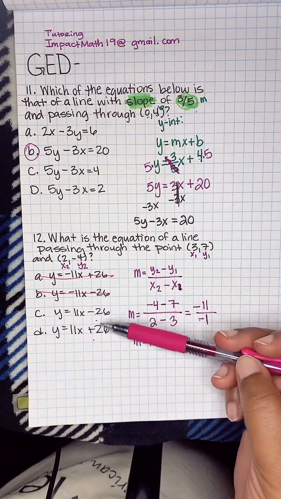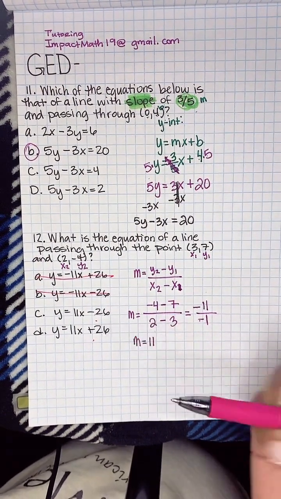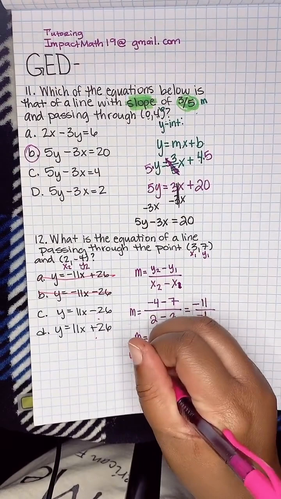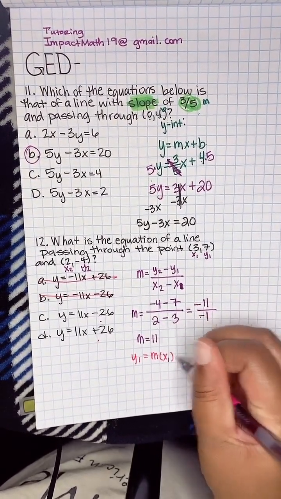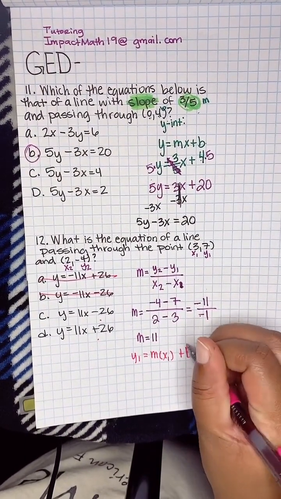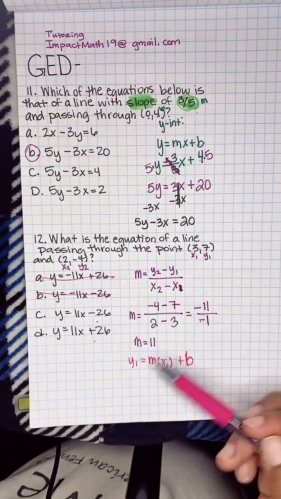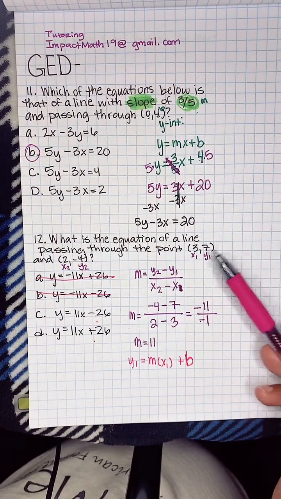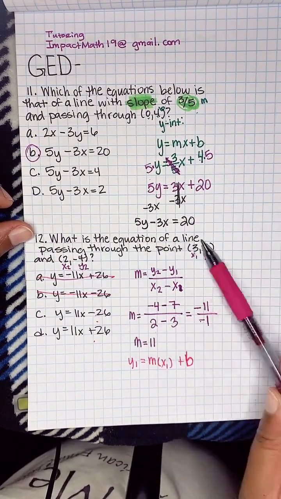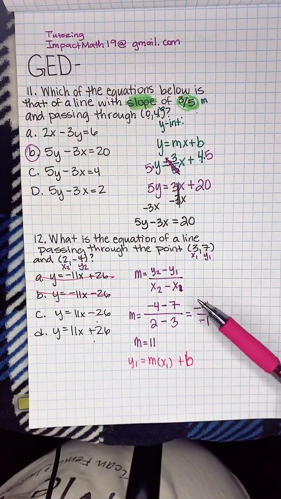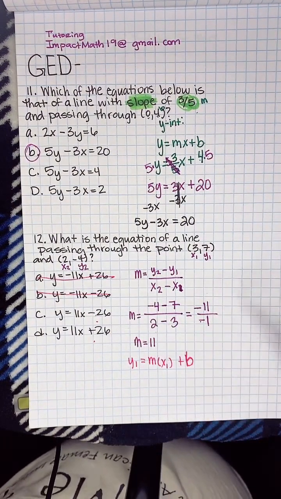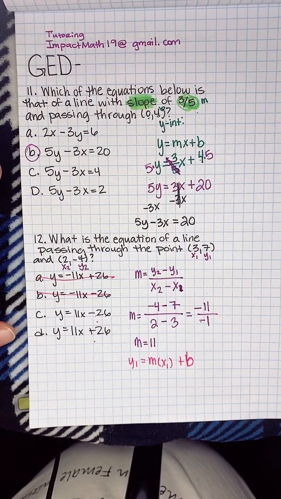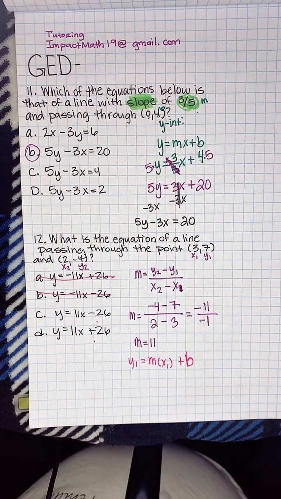All right, now I need to find my B. And how I do that is I do y1 equals m times my x1 plus my B. Me personally, I always use my x1, y1, but you can use any point you want. It does not matter. You just have to make up your mind which one you're going to use and do it. Somebody said it's C. Ooh, somebody said it's D. Ooh, we got two different ones.